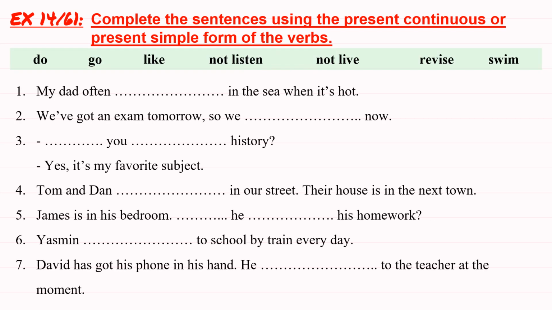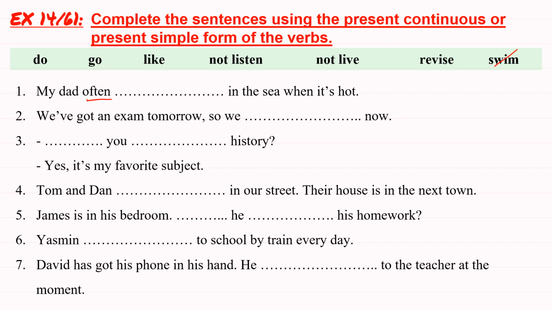We have 7 sentences. Let's look at the sentence number 1. We have the time expression often. So in this sentence we will use the present simple tense, okay? Bởi đây ở đây mình có cái trạng từ chỉ thời gian là often, cho nên chỗ này mấy bạn sẽ sử dụng thì hiện tại đơn mấy bạn ha. Và ở đây thì mình sẽ đi với cái động từ là swim, swim in the sea, bơi dưới biển.